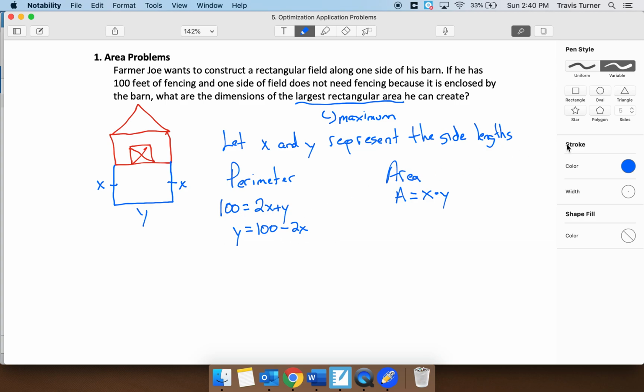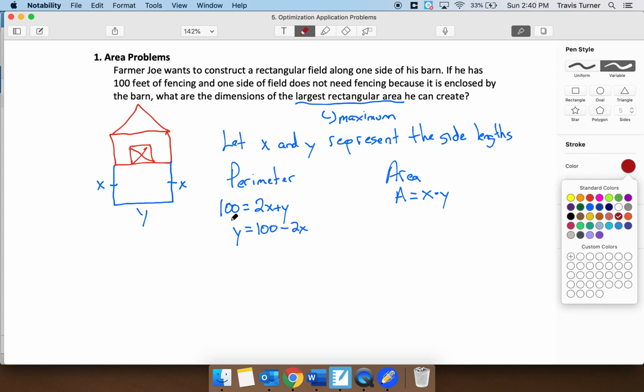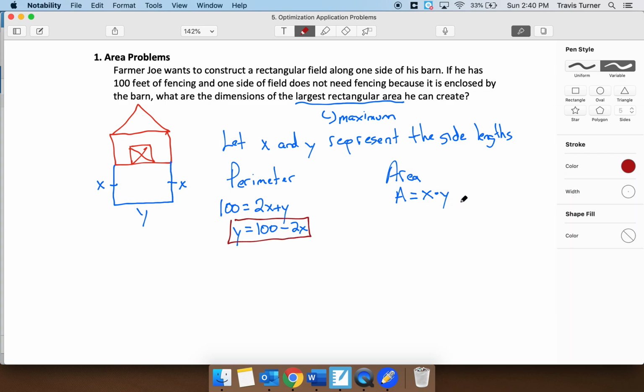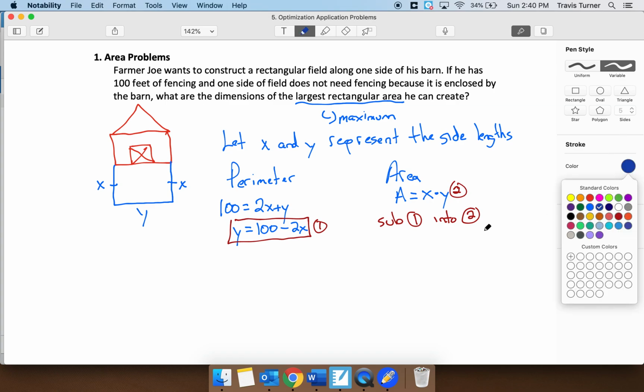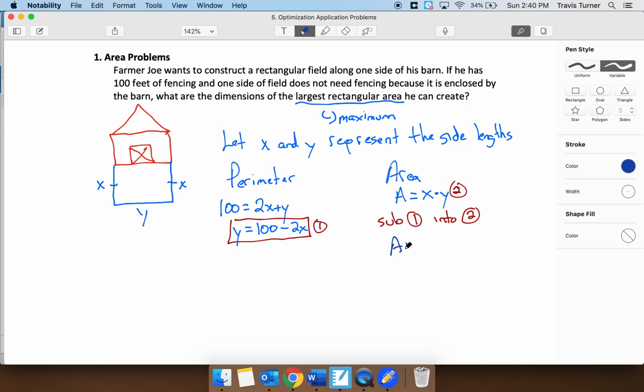What I'm going to do is take this equation and replace y in my area here. So I'm going to sub this in. So let's call this equation 1 and this equation 2. So I'm going to sub 1 into 2. So I get the area is equal to x times 100 minus 2x. Notice now I have no y's left in here, and I can use this in order to figure out what x is. So I multiply the x through, I get 100x minus 2x squared.